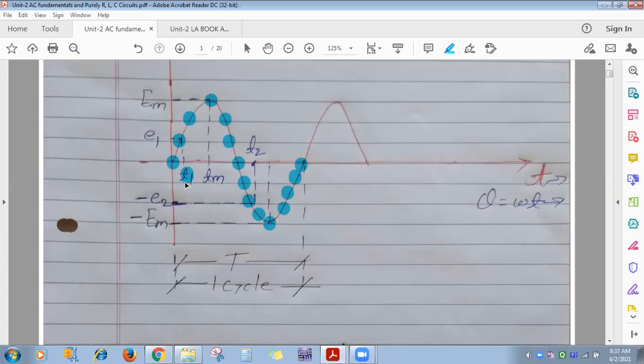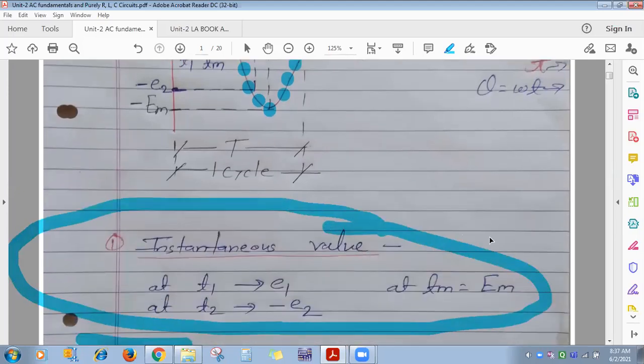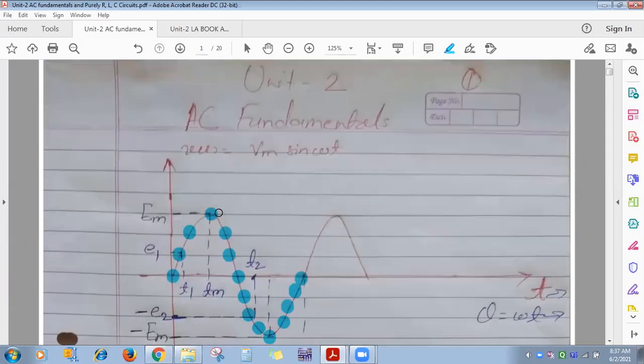At T1, what is the instantaneous value? E1. At Tm, what is the instantaneous value? Em. At T2, what is the instantaneous value? Minus E2, and so on. So the value of an alternating quantity at that particular time is called the instantaneous value. Instantaneous value is denoted by small letters, small e1, small e2, and it is a function of time.